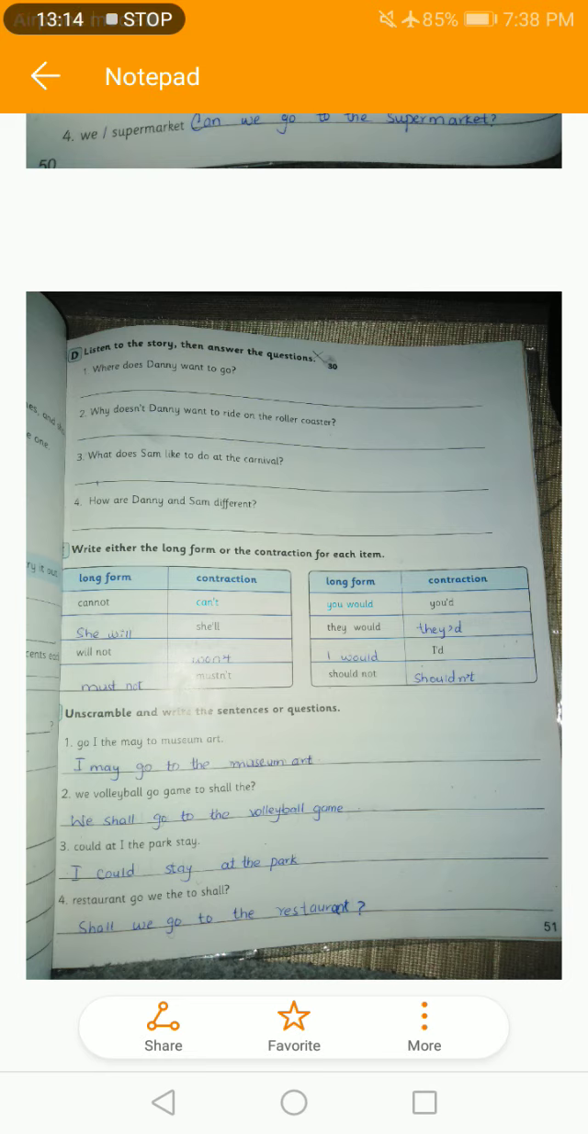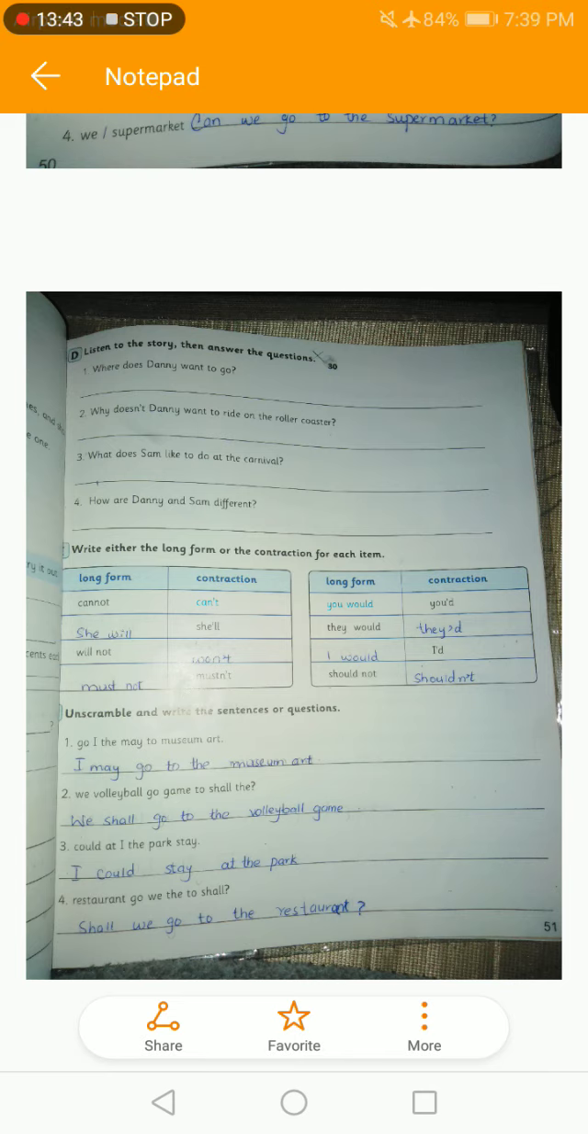Okay, look at the second table. Long form you would, contraction you'd, you apostrophe d. Then they would means they'd. I would, I'd. Then should not means shouldn't. So these are the contractions and the long forms. Then we have exercise F.